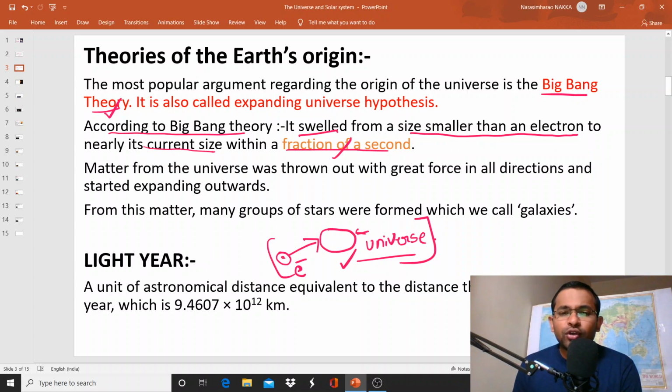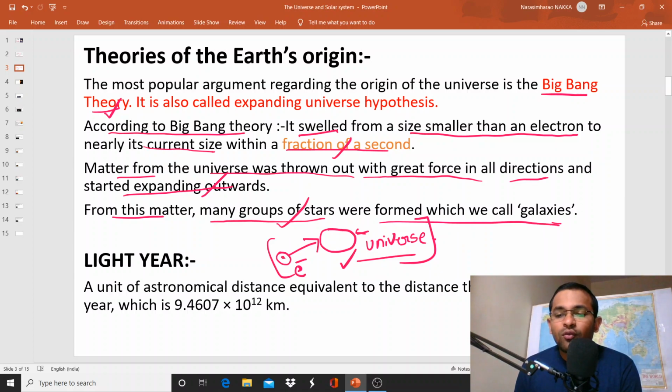And due to a huge explosion, matter from the universe was thrown out with great force in all directions and started expanding outwards. From this matter, many groups of stars were formed, which we call galaxies. So what is the meaning of a galaxy? We will learn about this in the coming slides.